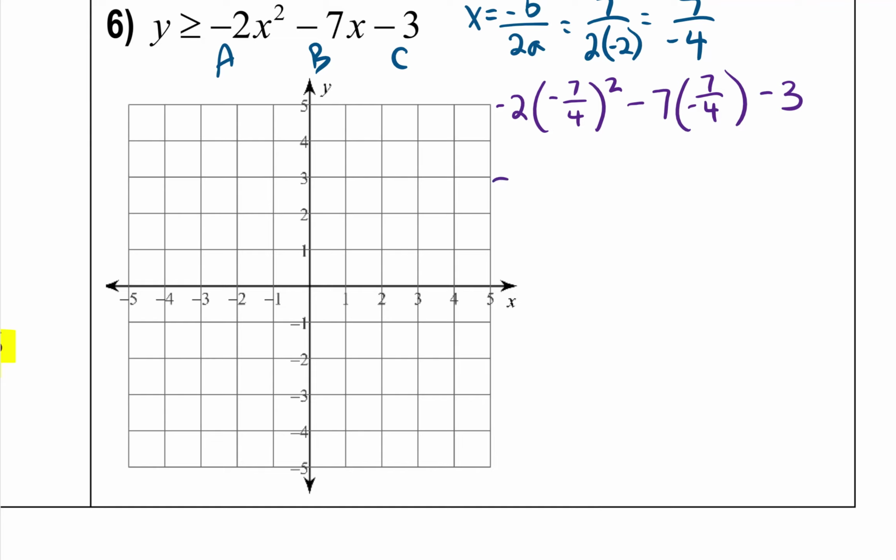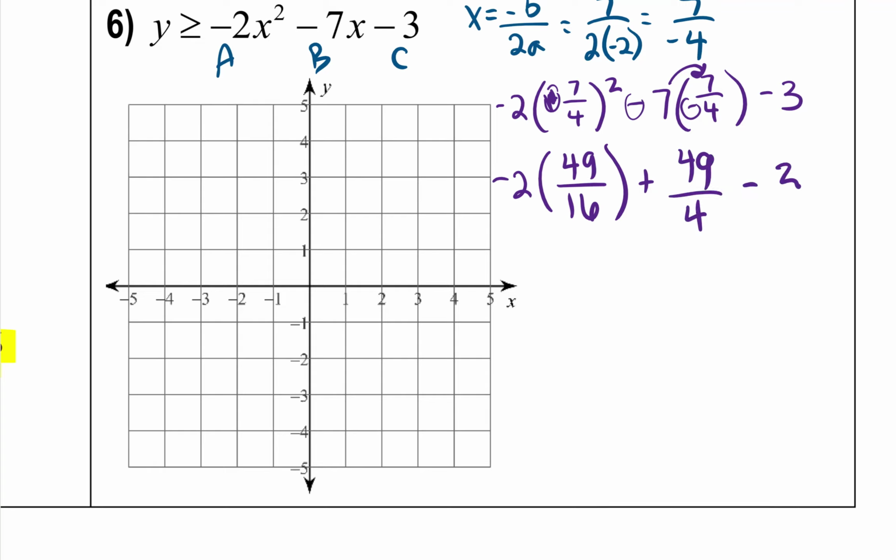Okay, so the first thing, we have negative 2 times, since it's a negative squared, we don't have a negative anymore, so I would just have 7 squared is 49, 4 squared is 16. Okay, 2 negatives make it plus. 7 times 7 is 49 over 4, and then minus 3. Okay, now again, I can reduce. I have negative 2 and 16 gives me negative 1 and 8, so that's just a negative 49 over 8.